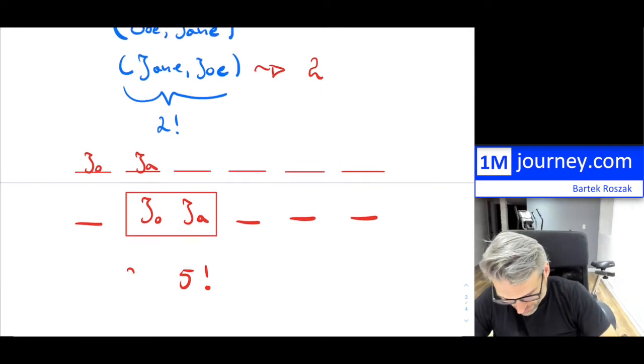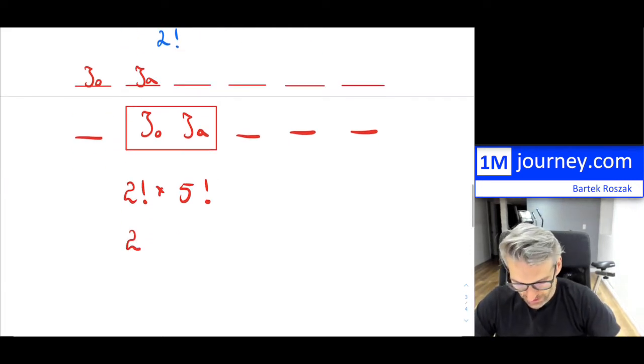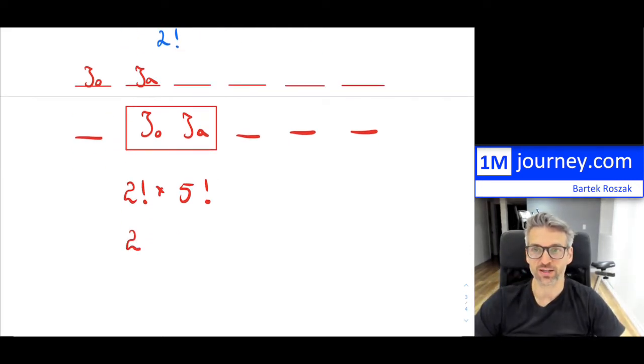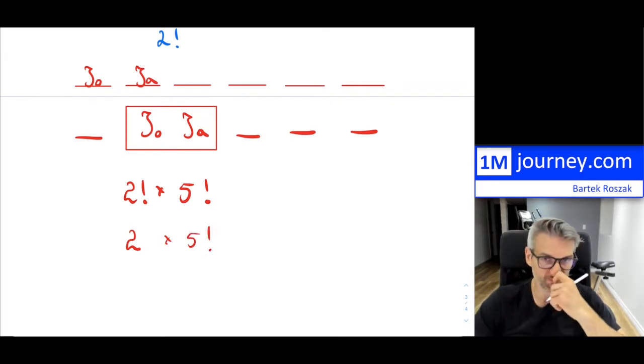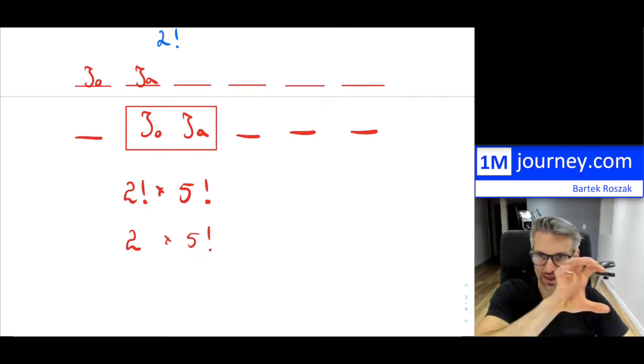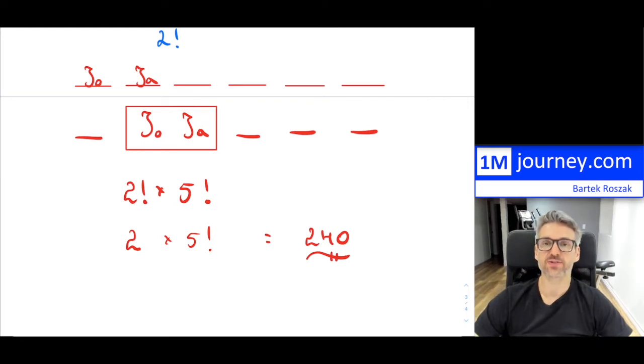So the answer is 2 factorial multiplied by 5 factorial, or simply just 2, either Joe is first or Jane is first, and then multiplied by 5 factorial ways that you can rearrange now all of the different items. So 5 factorial is 120 times 2, so that would have been 240 ways. So that's part D. All right, and that completes this particular example.